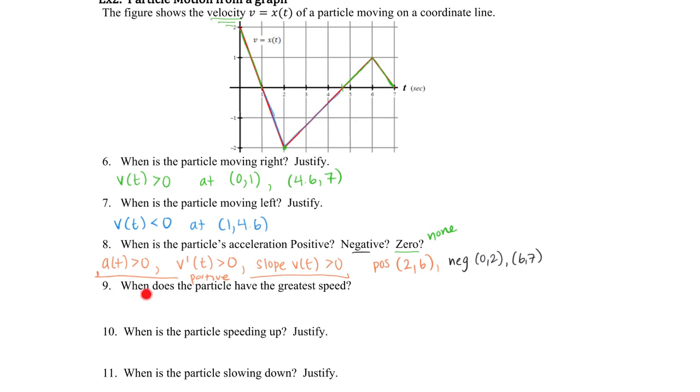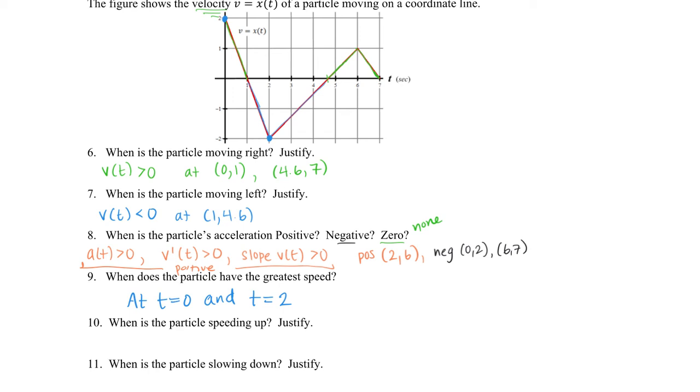Okay, let's look at number 9. When does the particle have the greatest speed? Well, this is the graph of the velocity. So let's look at 0. It has a velocity of 2, which means it has a speed of 2. At t equals 2, it has a velocity of negative 2. But the speed is also 2 because speed is an absolute value, and it's going in a different direction. So the particle has the greatest speed at t equals 0 and at t equals 2.